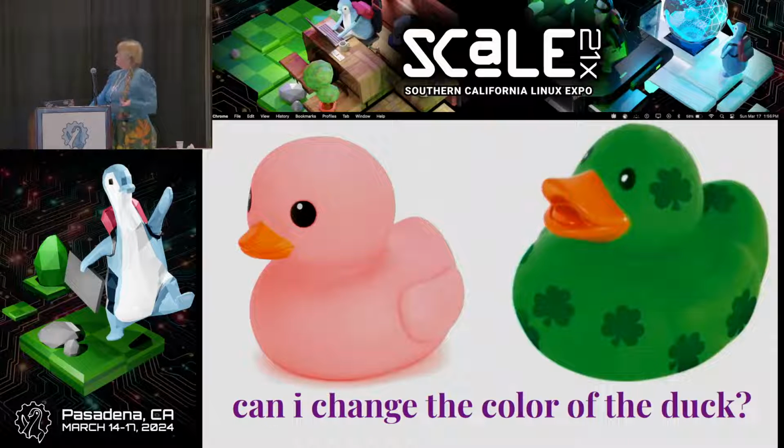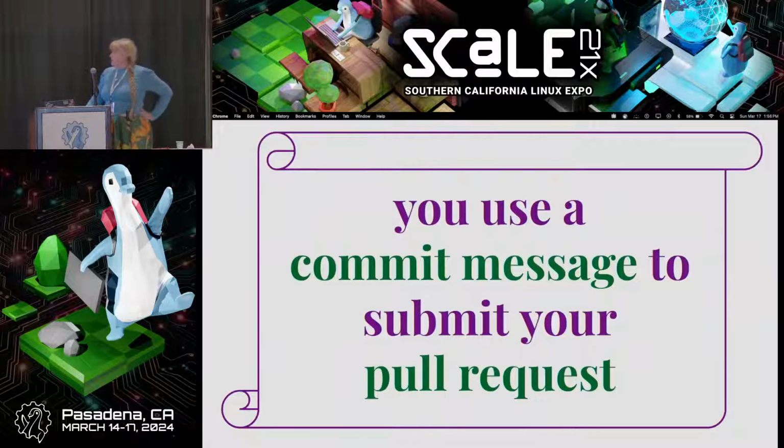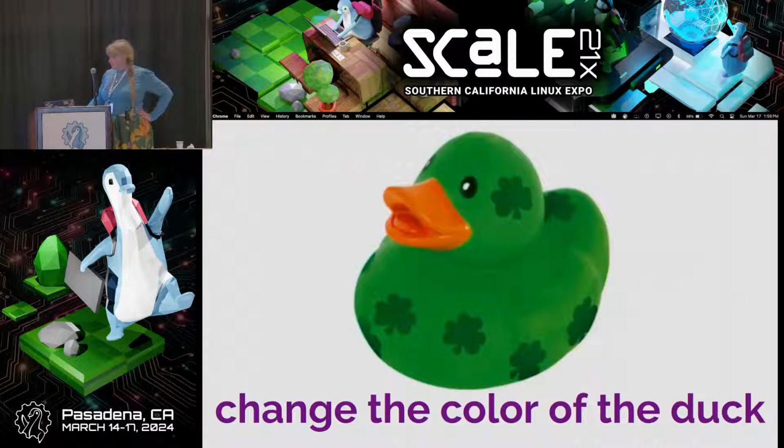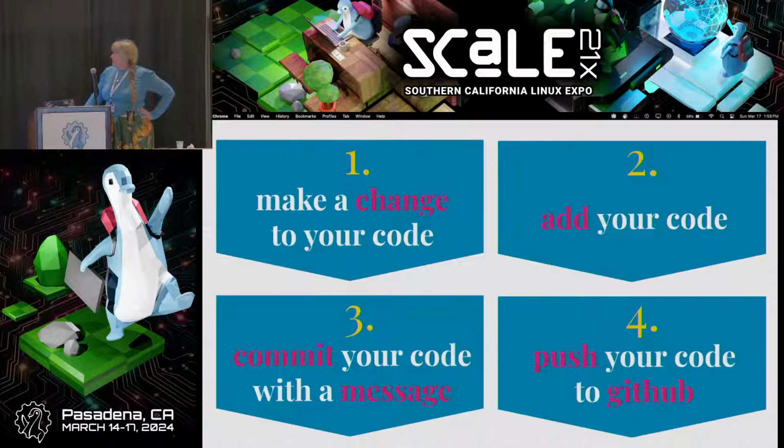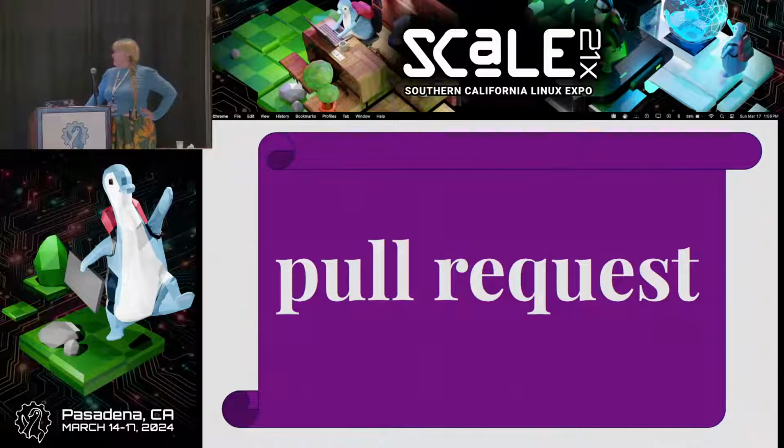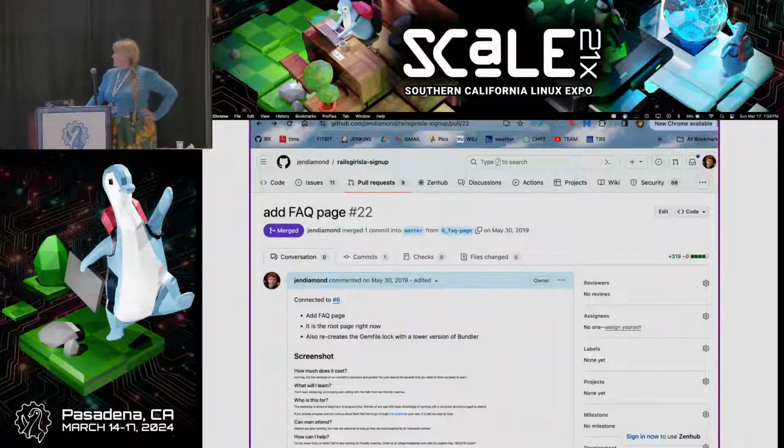So you're asking the question, can I change the color of the duck, please? And you use a commit message to submit your pull request. Your commit message says, change the color of the duck. And this is within your Git workflow, your pull request. Is this actually a pull request?